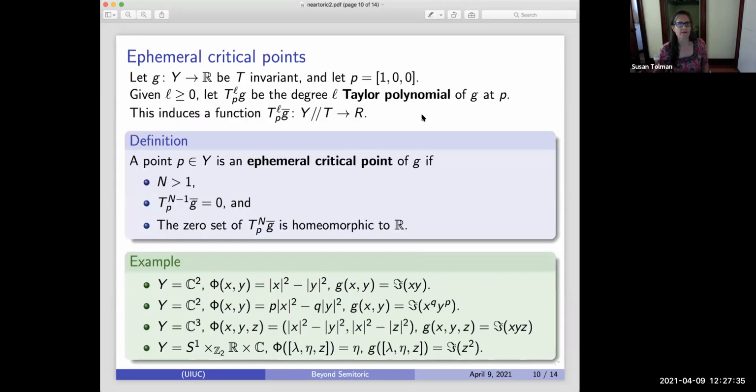Okay, so those are some examples of defining polynomials. Again, any questions for that?